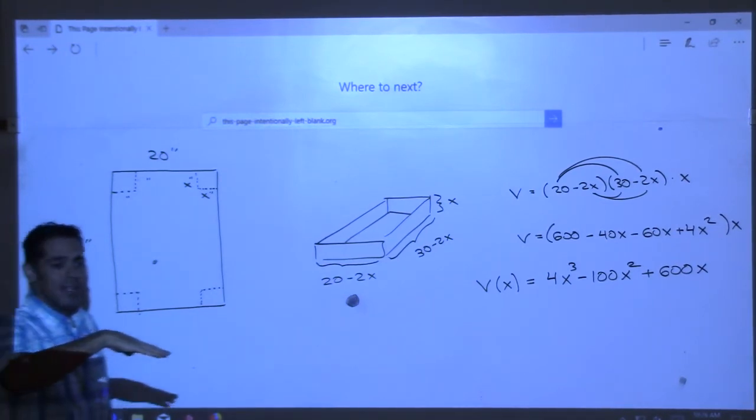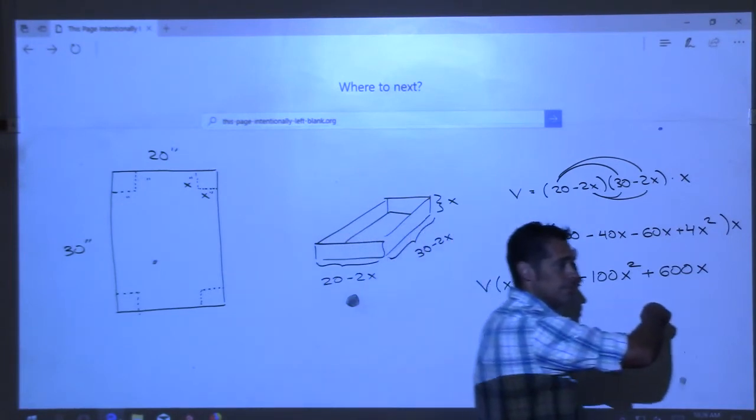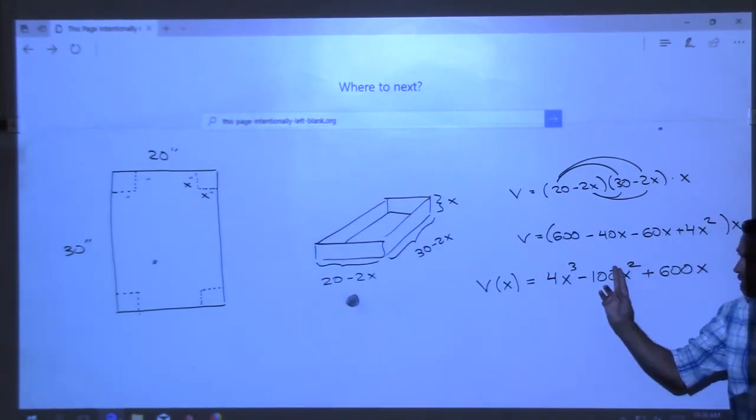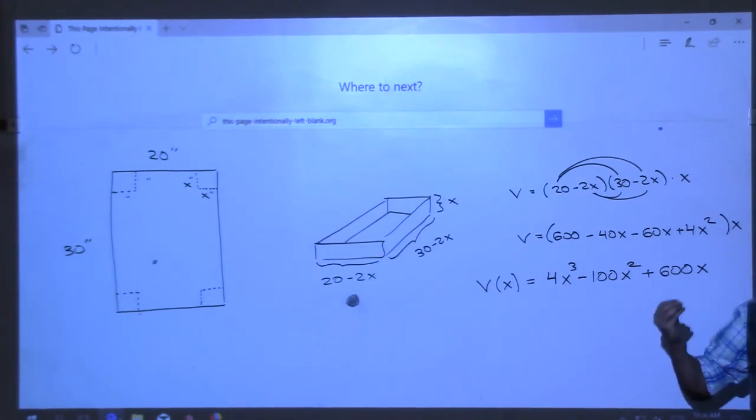What we're interested in is figuring out where this would have a maximum, right? I want the maximum volume. Where do I cut to get maximum volume? But I need to talk about domain restrictions. So is there a restriction on this cut?